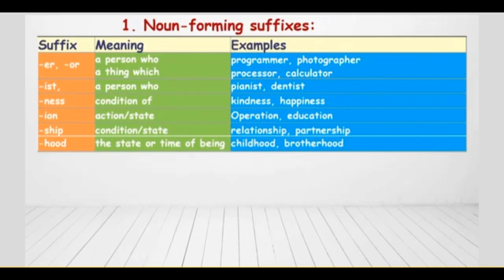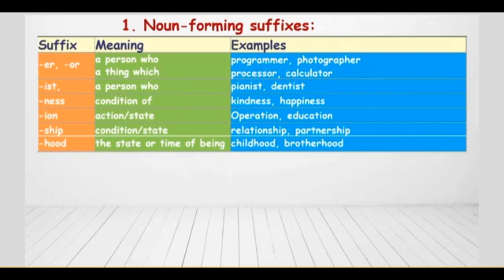ION is another suffix that means action or state. Operation, the verb is to operate. So we say operate, noun, operation. We say educate, the noun is education. Ship, the meaning, condition or state. Example, relationship, partnership, friend, friendship.